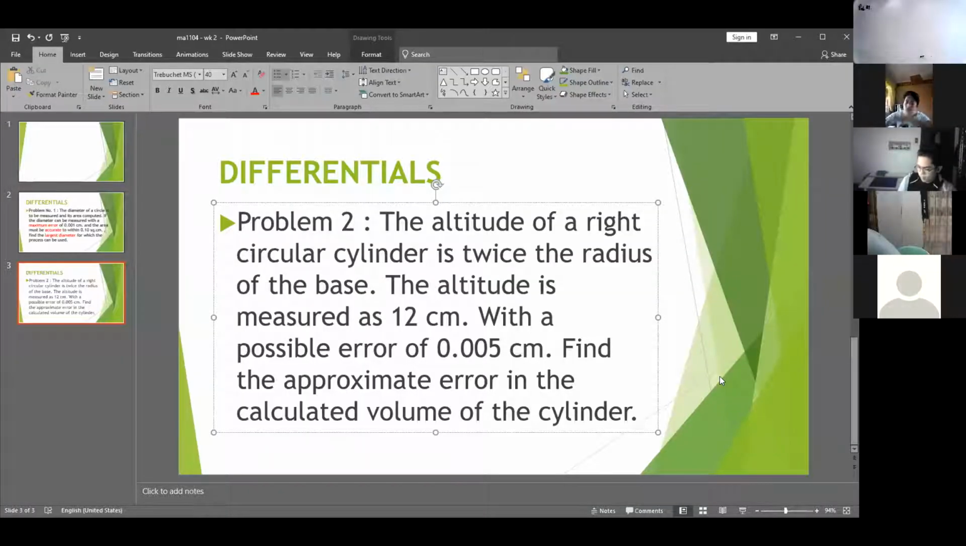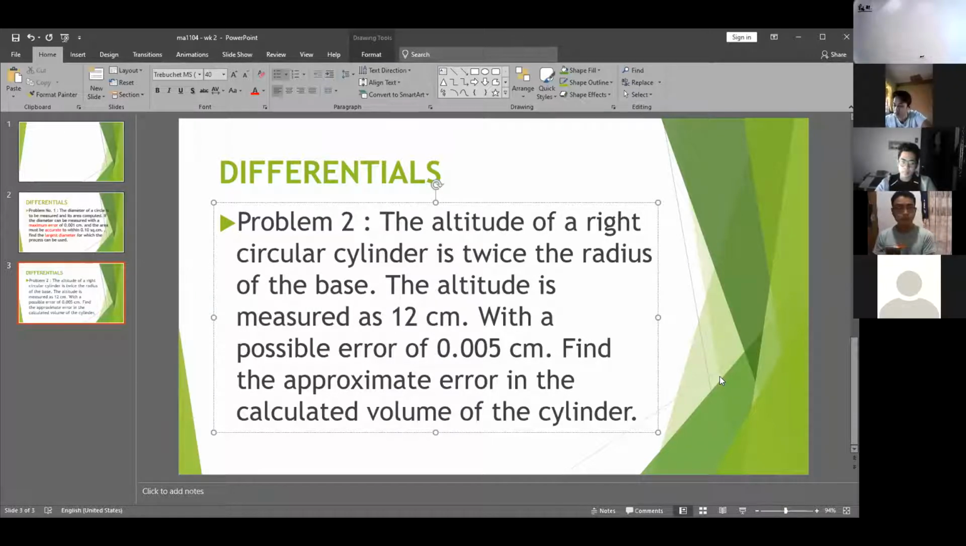We are going to find the approximate error in the calculated volume of the cylinder. So this time we are given a cylinder and we are given a formula by which we are going to calculate the volume of the cylinder. So, what's our formula for the volume of a cylinder? Pi r squared times height. That's the volume of a cylinder.